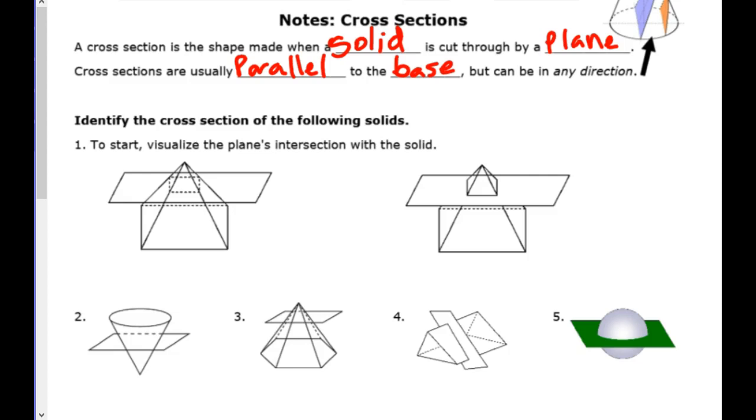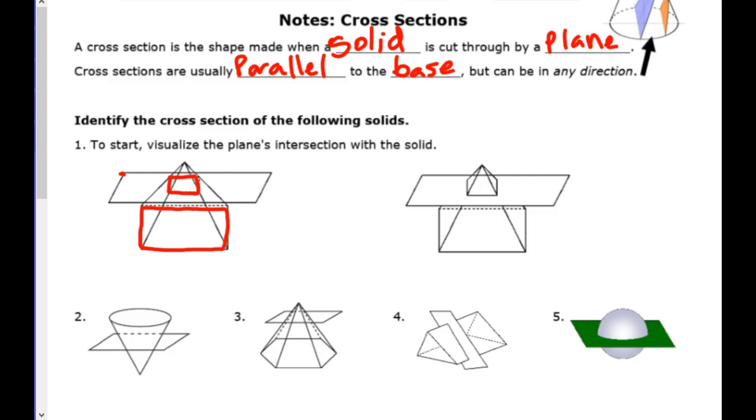We are going to start to try to visualize the plane's intersection with the solids on number 1. So you look at this example. Does everyone see that we have a square pyramid or a rectangular pyramid? And does everyone see right here, I've got a plane that's cutting it parallel to the base, right? So I want you to look at those little dashed lines. When it cuts that pyramid, what shape does it make right here? It makes another rectangle, right? So I want you to notice, the base was a rectangle. I cut that pyramid parallel to the base, and I got another rectangle, okay?